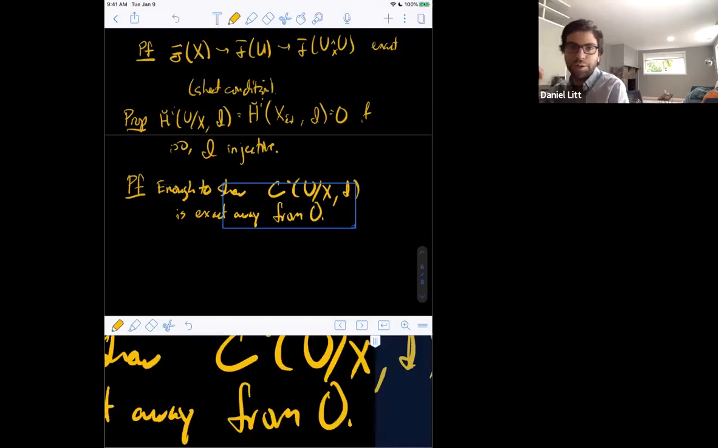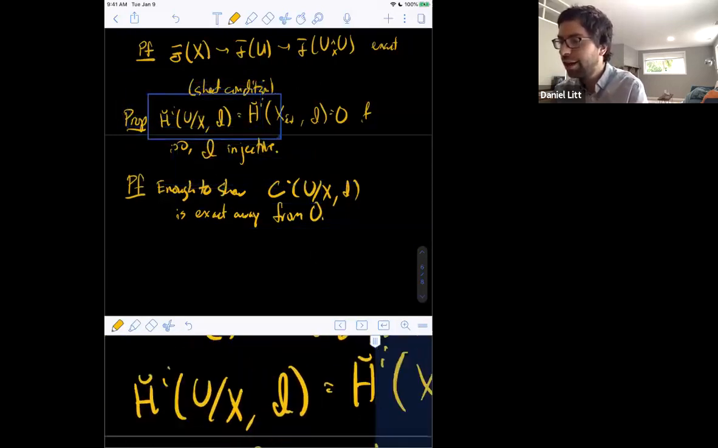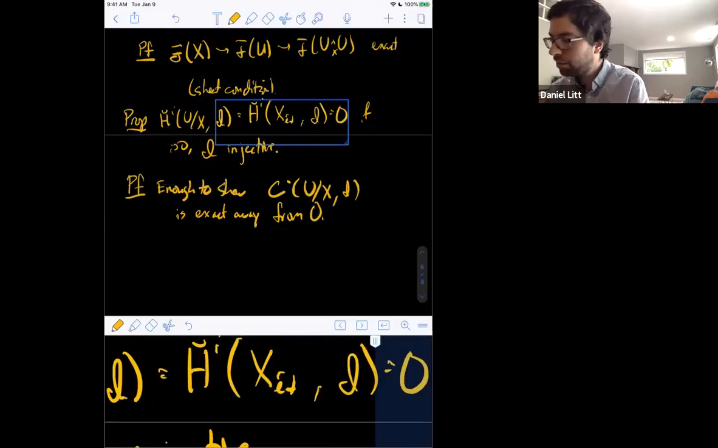Well, why is it true? Well, this is literally the statement of the first equality, and then the second one is the direct limit of this statement. Okay.